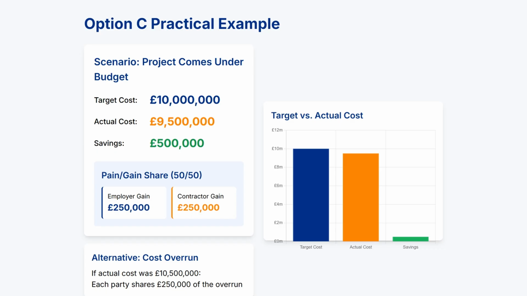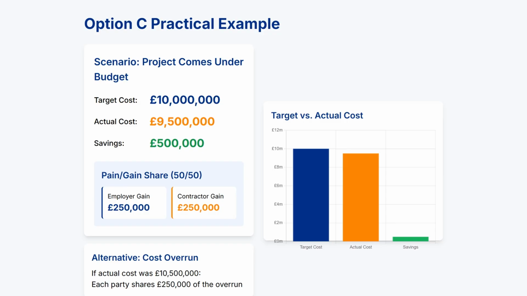£500,000 saving. With a standard 50-50 pain/gain share mechanism, this saving would be split equally between the employer and contractor. The employer pays £250,000 less than the target price, while the contractor receives an additional £250,000 as a reward for their efficiency. This creates a win-win scenario.